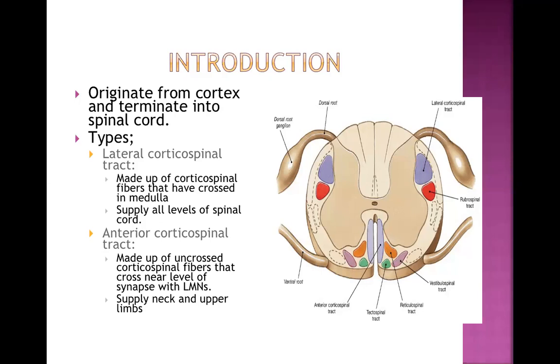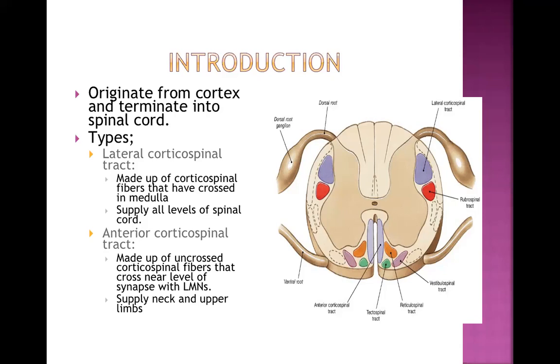The lateral corticospinal tract is made up of corticospinal fiber that have crossed in medulla oblongata, especially in the pyramidal area. After it decussates or crosses over in the pyramid, then it forms the lateral corticospinal tract. It supplies all levels of spinal cord, right from the cervical to the lumbosacral area.